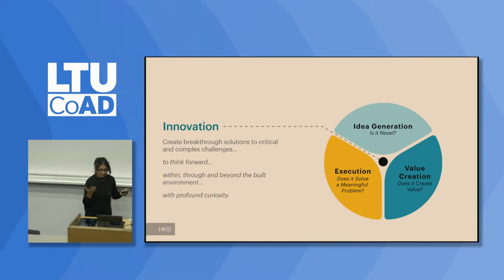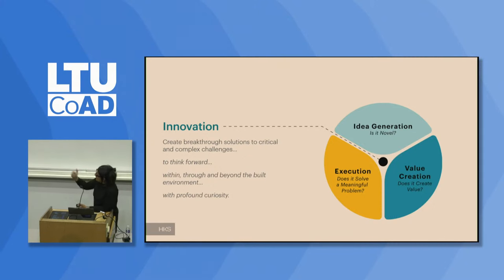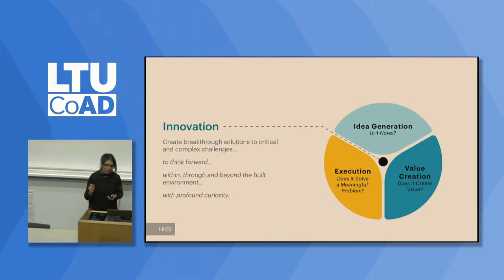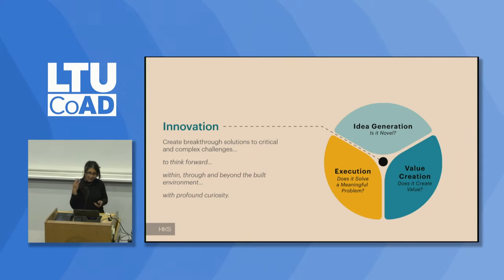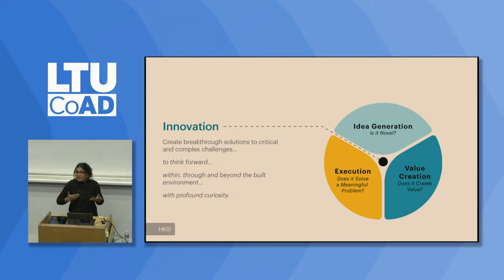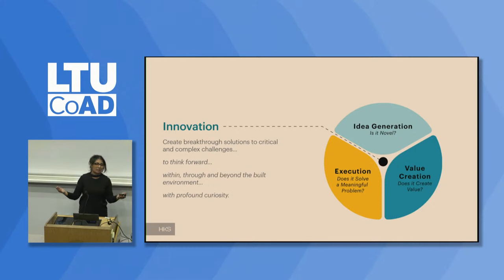Innovation has a definition. The most traditional definition is that it has to be a novel idea that can solve a meaningful problem and creates value. It has to get us to some kind of an outcome and impact. And again, for us, it's within, through, and beyond the built environment. And those three words are very important. Within, through, and beyond the built environment. The built environment is our anchor. The built environment is something we understand uniquely that we bring to the world. But we have to go within, through, and beyond it, because most of the world doesn't understand what the built environment can do.